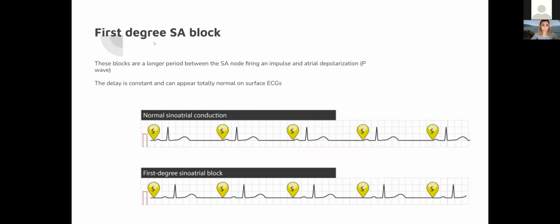Okay, so first degree SA blocks. These blocks are a longer period between the SA node firing an impulse and atrial depolarization. The delay is constant and can appear totally normal on surface ECGs. Because you can see, here's a normal ECG. The P wave is at a constant pace, but here you can see that the actual sinoatrial signal is preceding the P wave by a good millisecond.